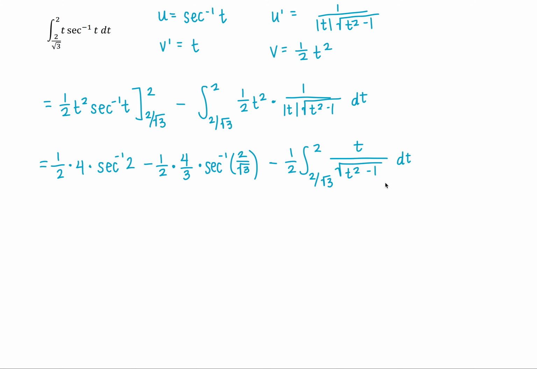To integrate over here, I'm going to do a u substitution, not to be confused with the u that we had at the top, but a separate u substitution. So if you don't want to use a u here, you can use a different letter if it makes you happy. But I'm going to let u equal t squared minus 1. Then du is equal to 2t dt.